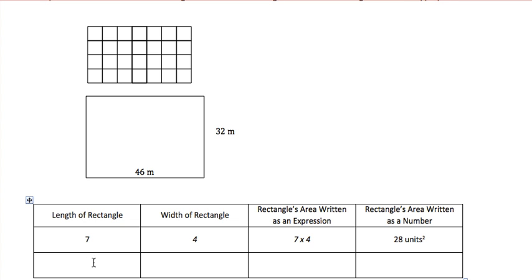Our second rectangle has a length of 46 meters. The width is 32 meters. And written as an expression, we would do 46 times 32, which then is 1,472, and these are meters squared, or square meters.